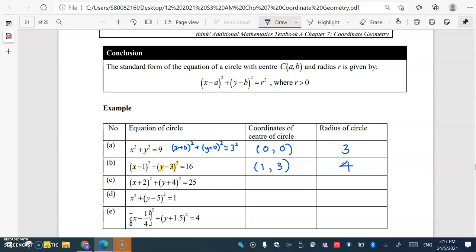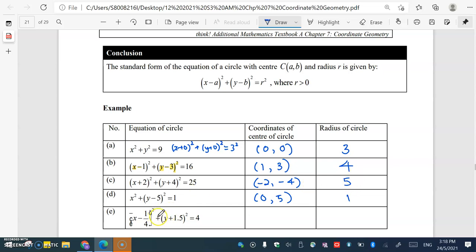So for C, (x + 2)² + (y + 4)² = 25. Just by looking at the 2 and the 4, we know that the coordinates of the center of the circle is (−2, −4), and the radius is 5 units. Looking at part D, x² + (y − 5)² = 1. It can be written as (x + 0). So we know the x coordinate is 0 already. This is y − 5, therefore the y coordinate of the center is 5. And the radius is 1 unit.